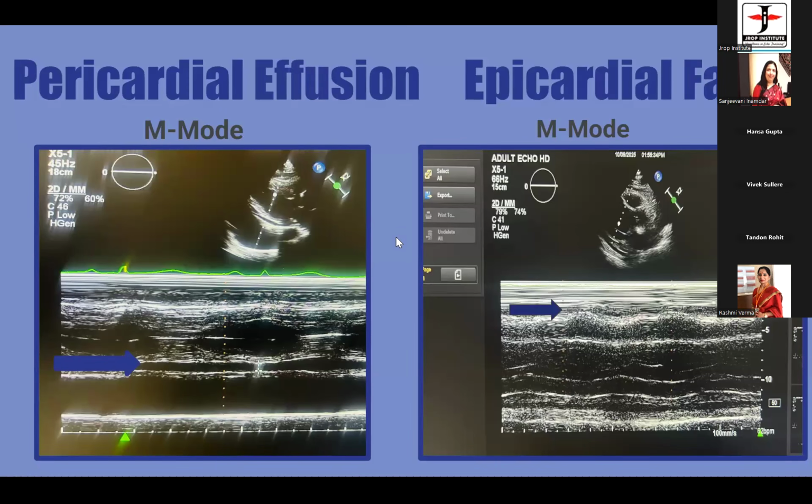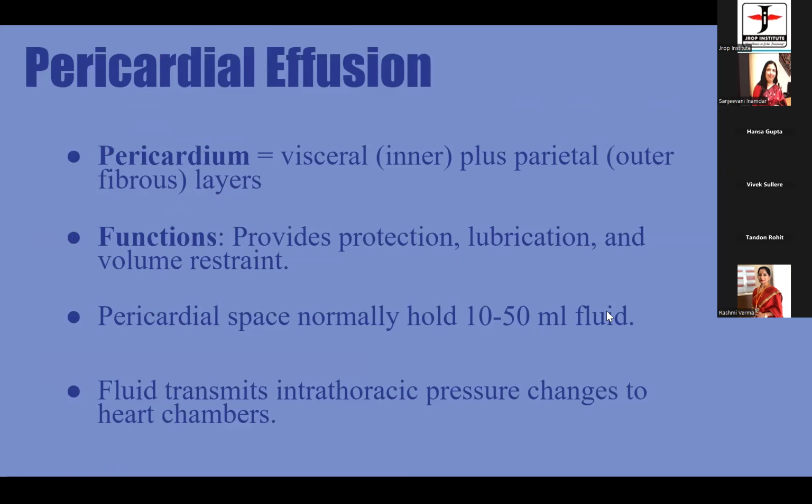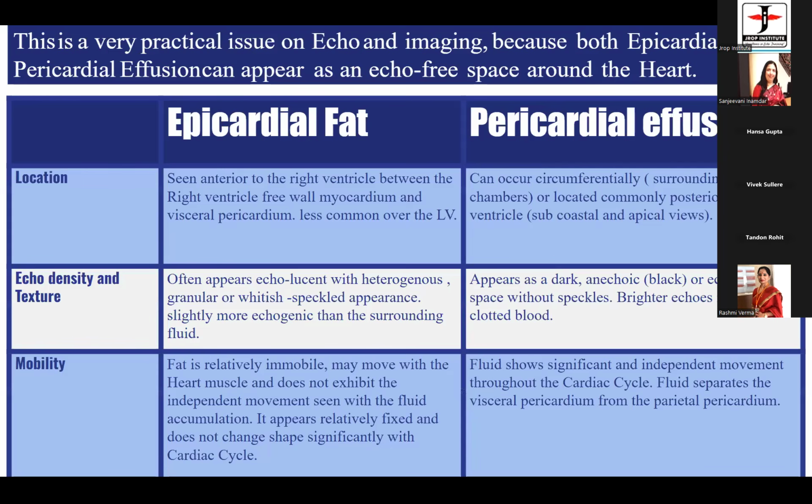This is an M-mode image in which this arrow indicates the pericardial effusion posteriorly. And this arrow indicates this echolucent area, hypoechoic, as pericardial fat. Yeah, so we will talk about this a little later.